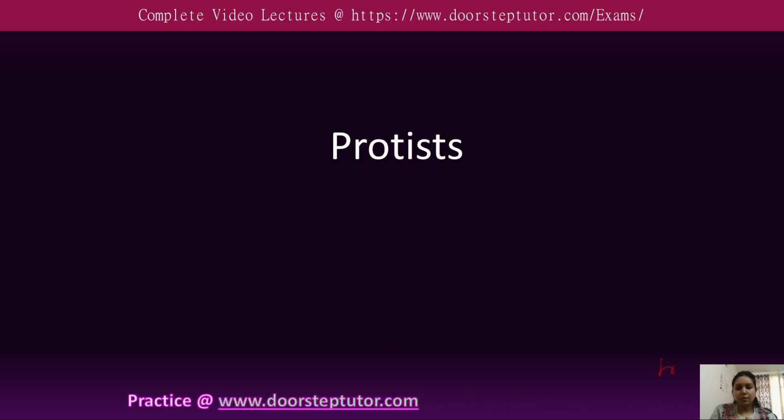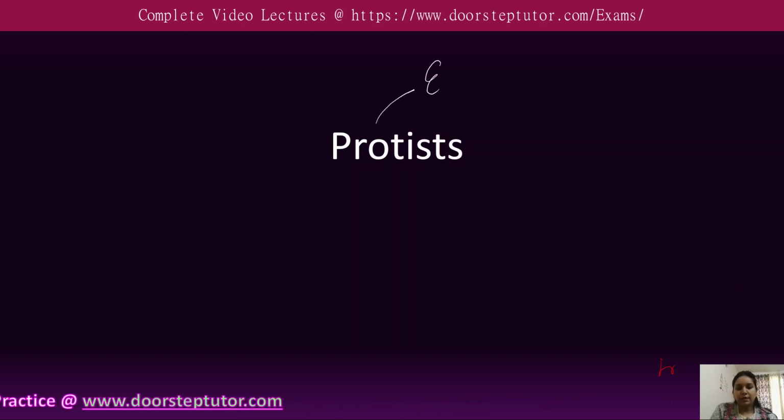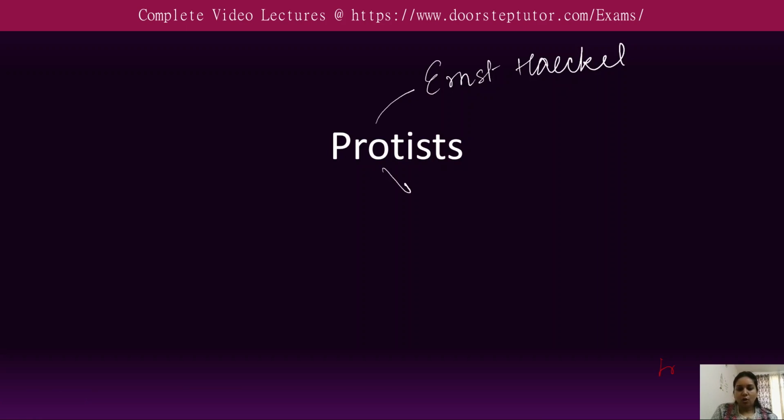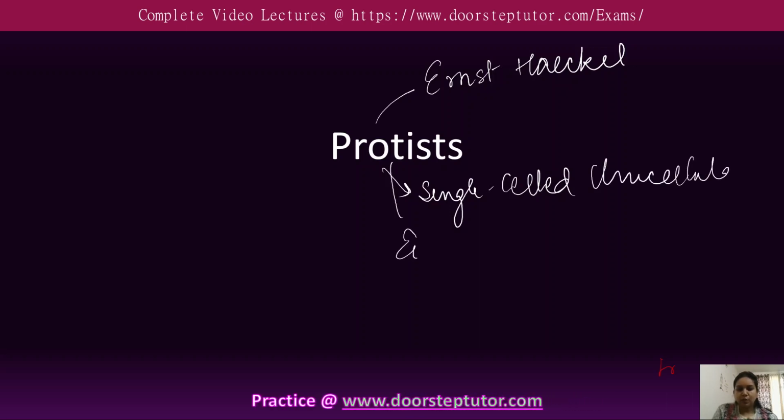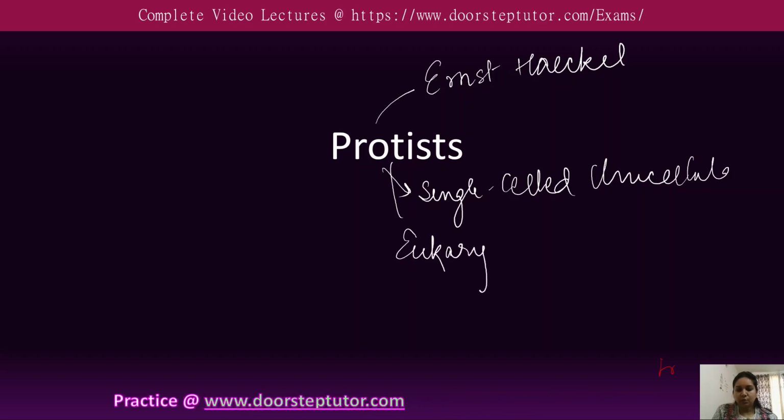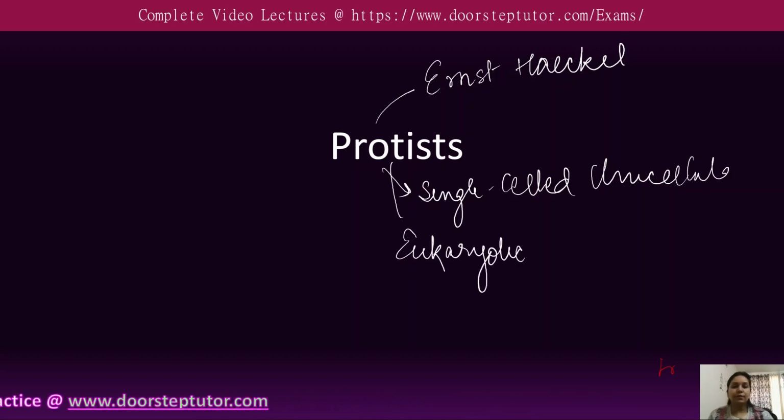The Protista kingdom, as we all know, was given by Ernest Haeckel in the five kingdom classification, and all the organisms in Protista are single celled, meaning they are unicellular organisms and they are eukaryotic. Eukaryotic means they have a well defined nucleus and well defined organelles present in them.